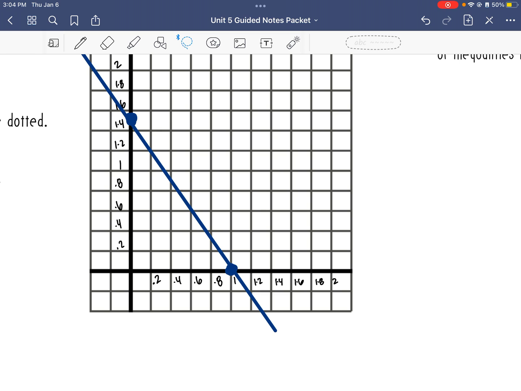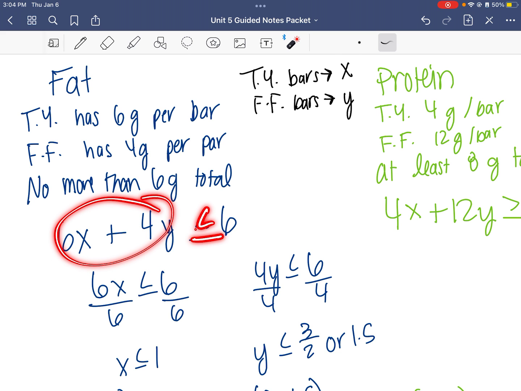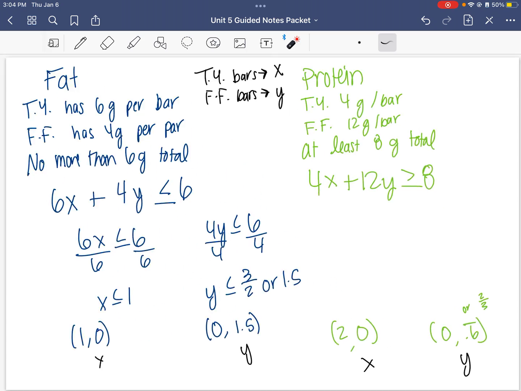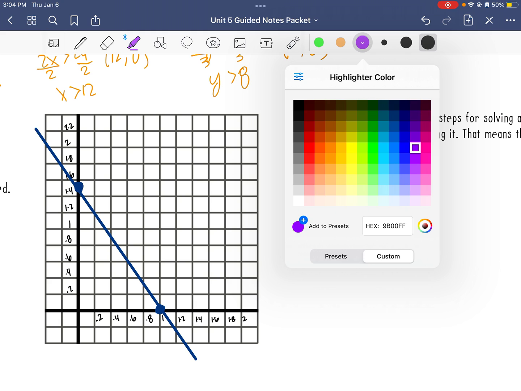Okay, hopefully you remembered. We're supposed to test a point. We're going to test (0, 0). We're going to plug it in. If we plug a 0 in here, that makes this whole thing 0. If we plug a 0 in here, that makes this whole thing 0. So if you've got 0 here and 0 here, then this whole thing is also 0. Now, is 0 less than or equal to 6? Yes. So we do want to shade down here at (0, 0).